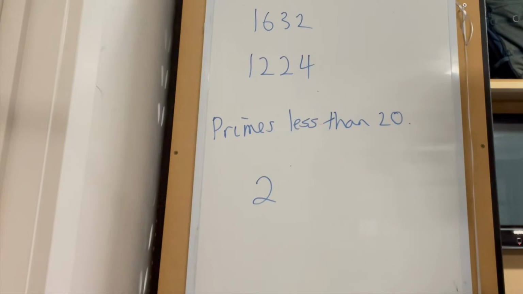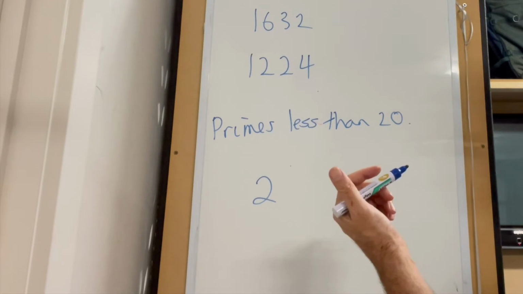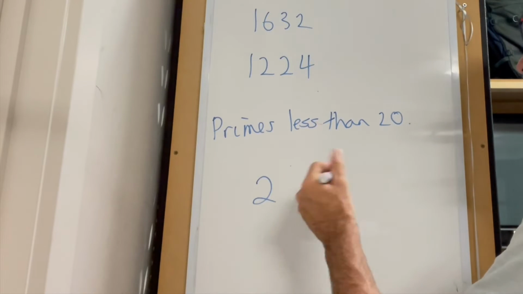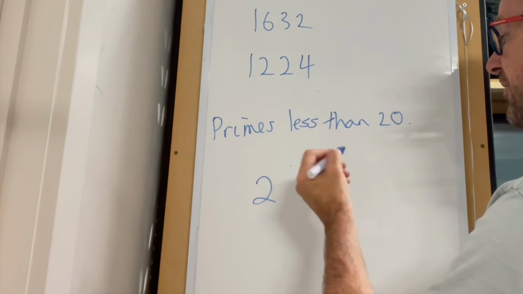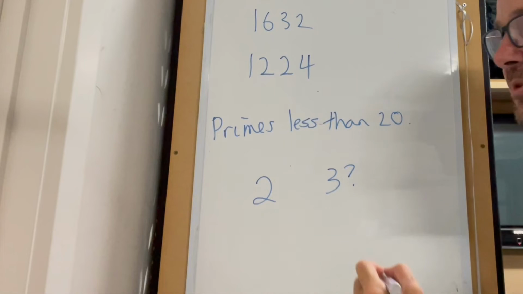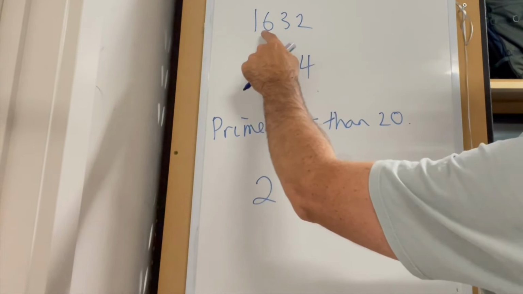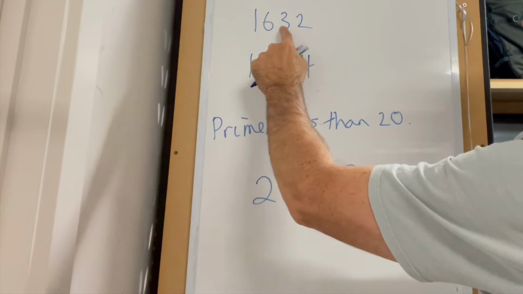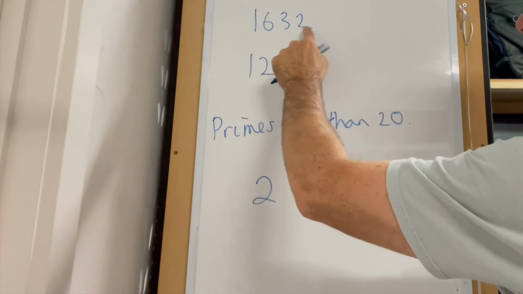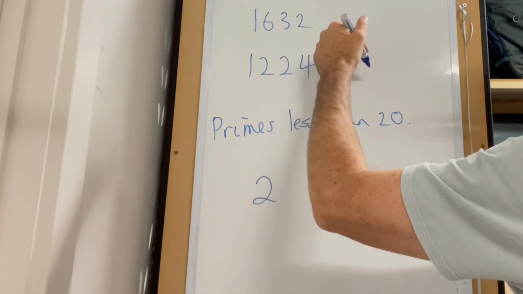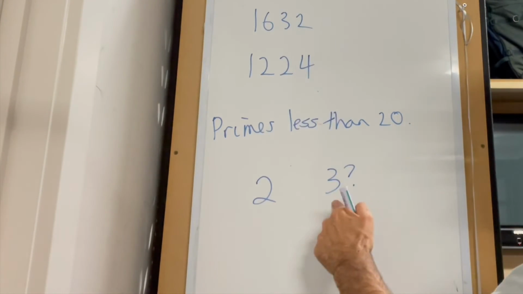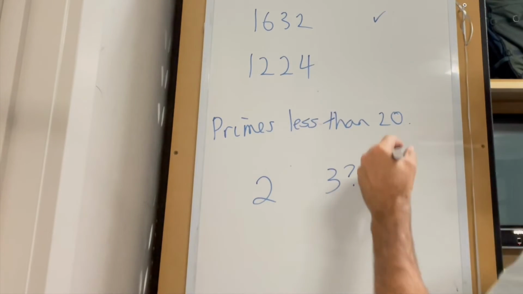Now the other one I would go is after 2, obviously the next most obvious one to check would be 3, okay, would be the most obvious one to check next. So 1 plus 6 is 7, plus 3 is 10, plus 2 is 12, and then 1 plus 2 is 3. So yes, that's a tick there for divisible by 3.